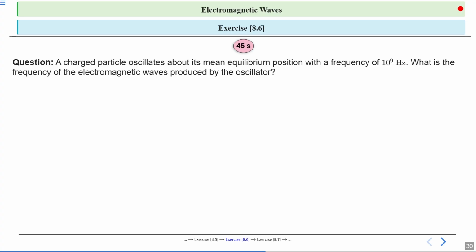Next question. A charged particle oscillates about its mean equilibrium position with the frequency of 10 to the power 9 hertz. What is the frequency of the electromagnetic waves produced by the oscillator? So the charged particle is oscillating and the frequency of its oscillation is given. The electromagnetic waves are produced by these oscillations. So what is the frequency of the electromagnetic wave produced by the oscillator? I will give you some time to think about it.